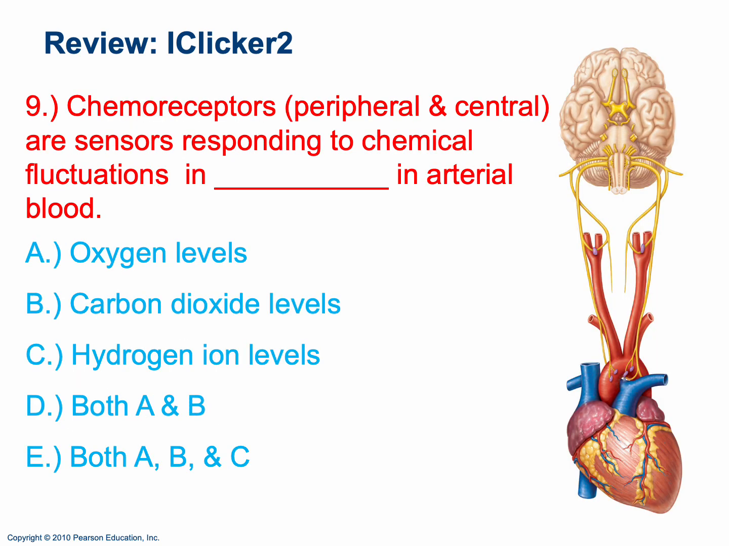Number 9. Chemoreceptors, such as the peripheral and central, are sensors responding to chemical fluctuations in blank in arterial blood. So, what would be the correct answer for this question? All right. And the correct answer that I would go with would be choice letter E. Both A, B, and C would be correct, referring to oxygen, carbon dioxide, and hydrogen ion levels.